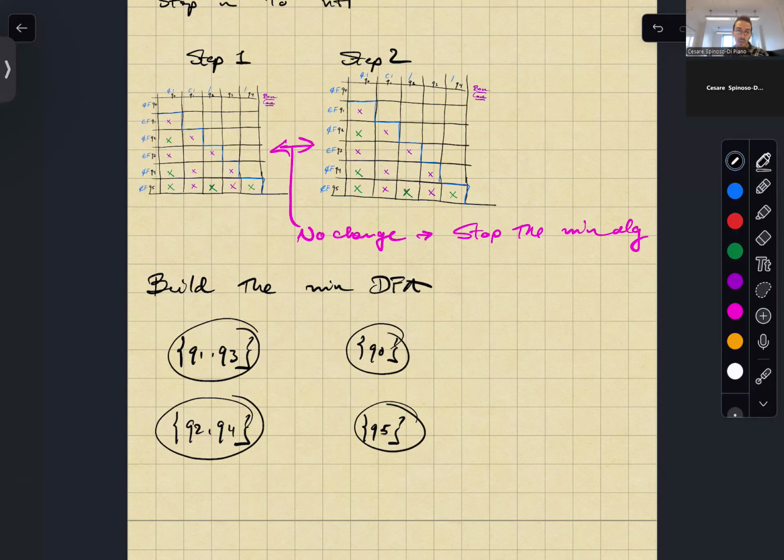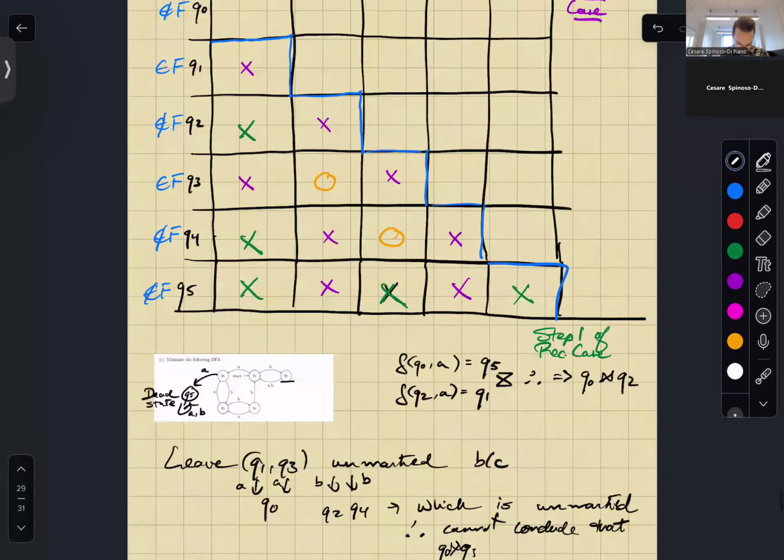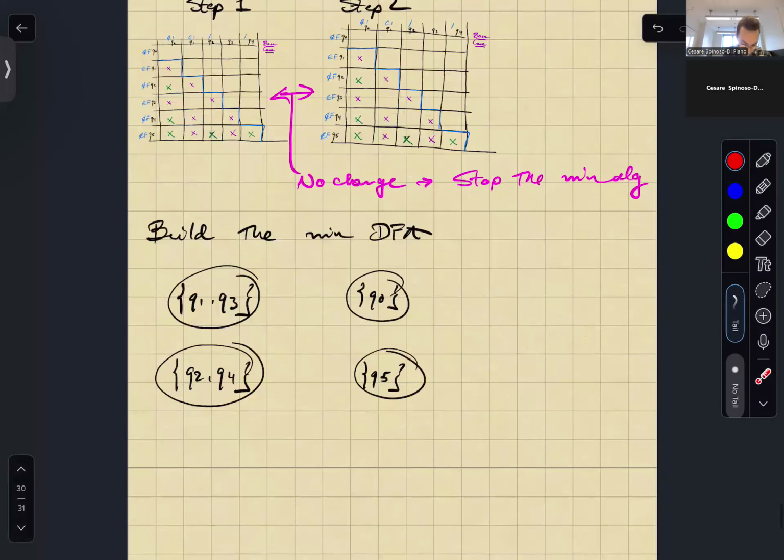Now the start state is going to be the set of states that contains the start state from my initial DFA. So from the DFA I began with, in this case that was Q1. It's a bit confusing because Q naught is marked here, but actually the start state is Q1. So the start state here should be this one.